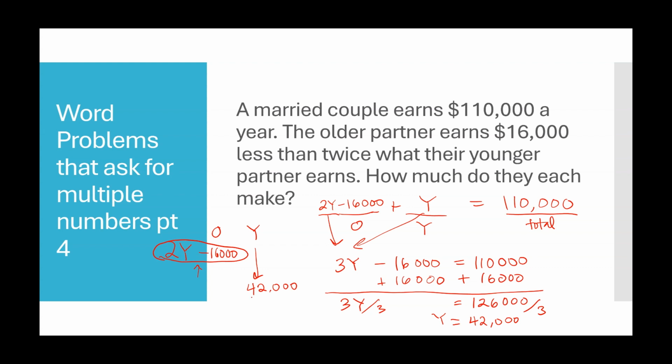I could take 42,000 and plug it into this equation here. Or I know they add up to 110. So I could just do 110 minus that 42,000. So the older partner makes 68,000. Oh boy, is it true that that is 16 less than 2 times the younger? 2 times the younger would be 84. Subtract 16. Yeah, I think so. And they add up to 110. Fantastic. Let's keep going.